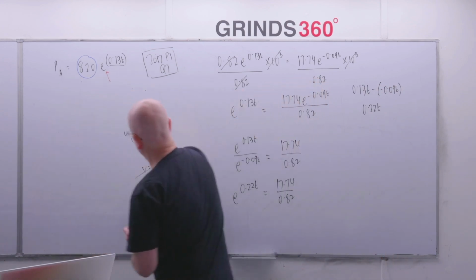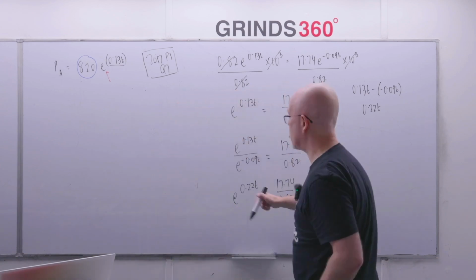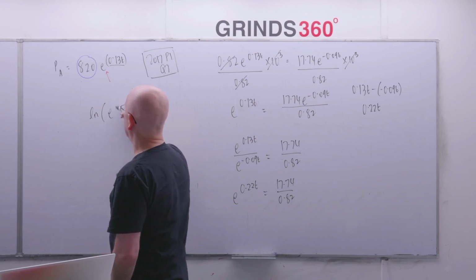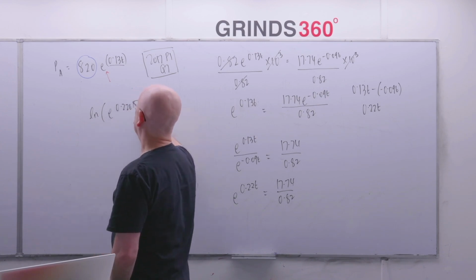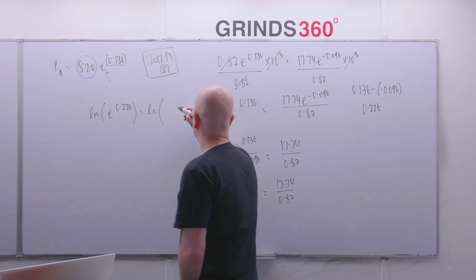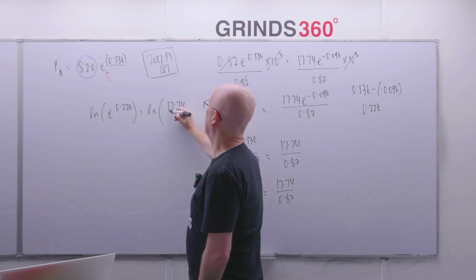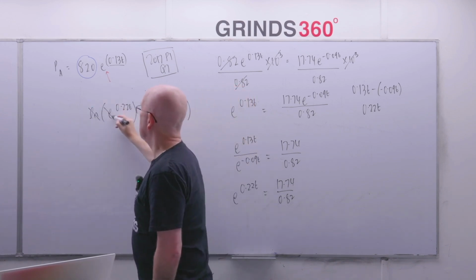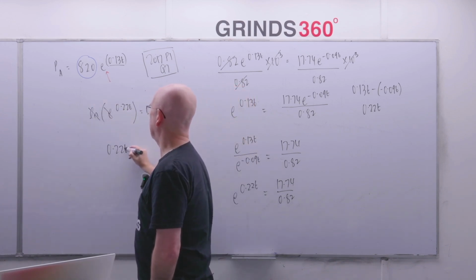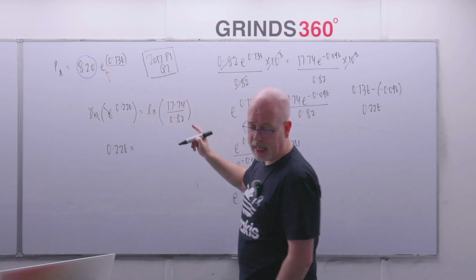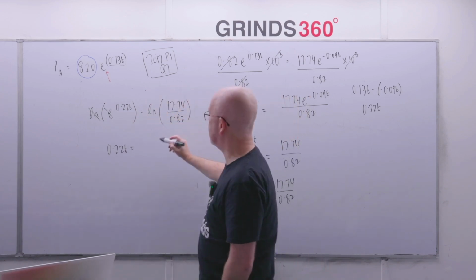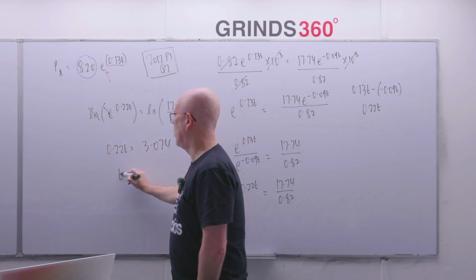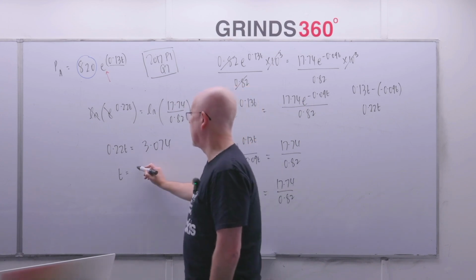Okay? So, if I just finish it out then, I'll take the natural log of both sides. So the natural log of e to the power of 0.22t is equal to the natural log of 17.74 over 0.82. Right, over here they'll cancel and give you 0.22t is equal to, if I pop that into my calculator, about 3.074. And then divide across by the 0.22, I get that t is about 14.